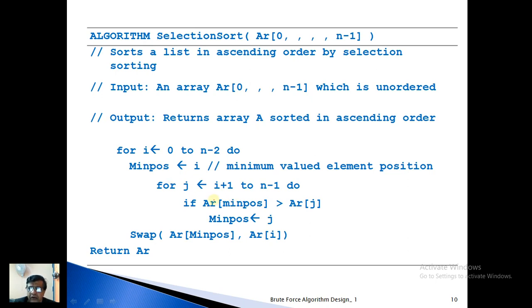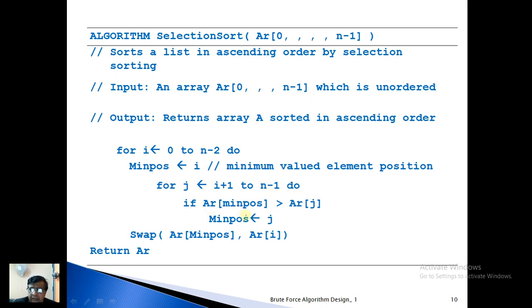For j equal to i plus 1 to n-1, because in the first iteration the comparison should start from the next element. There is no need to include the position which is already assumed to be containing the minimum valued element. So in the next cycle the pass will start with i plus 1 and it will go up to the last element, therefore up to n-1.